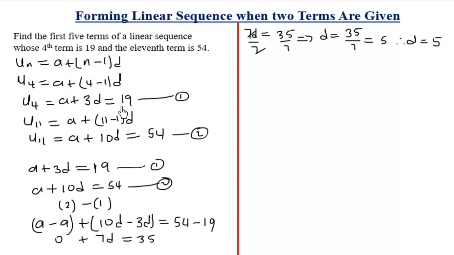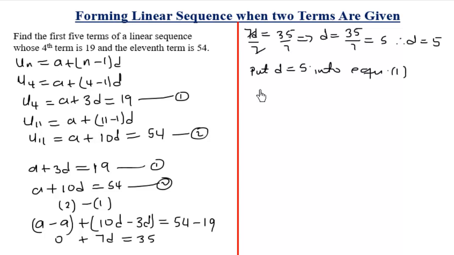Alright, so how do we find the value of a, that is the first term? We substitute d, which is equal to 5, into any of these two equations. You can decide to put d into equation 1 or equation 2. Whichever way you do, you get the same answer. So let's go ahead. Put d equal to 5 into equation 1. Wherever you see d in equation 1, you put 5 there.